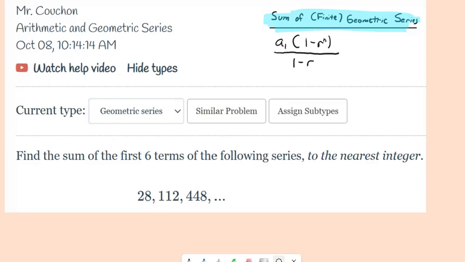Okay, please try this one on your own, and then when you're done, you can unpause and I'll have my solution. Okay, your a sub 1 is 28, your common ratio is 4, and the number of terms is 6. So when you plug that into Desmos, I get 38,220.